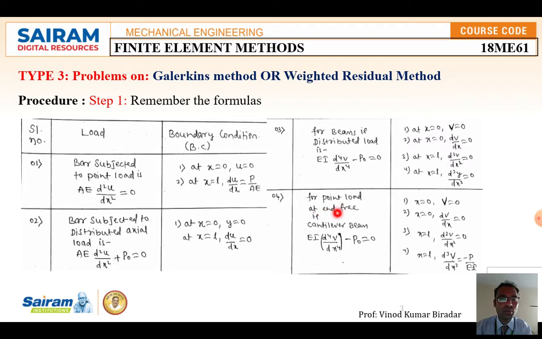Again for the cantilever beam, if they ask a cantilever beam problem using the Galerkin method, you have to use this formula: EI d⁴v/dx⁴ minus P₀ is equal to 0. Again, the same, you have to apply the 4 boundary conditions here.